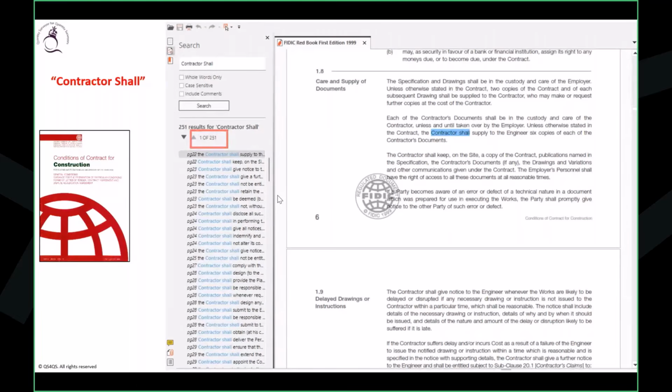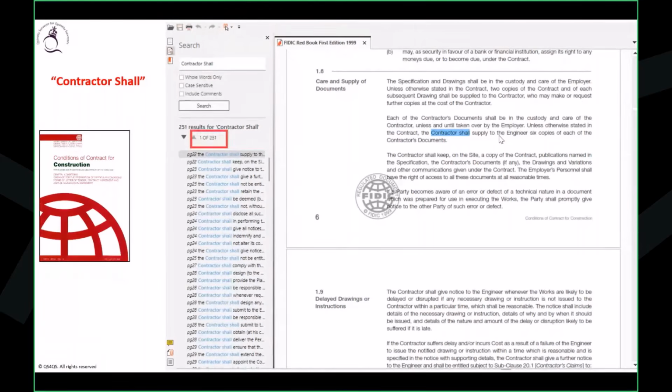So do this exercise. Wherever you find the subclause, let's say subclause number 1.8, "The Contractor shall supply the Engineer 6 copies of each Contract Document." It's mentioned here. So you have to do the small homework. How many times does "Contractor shall" appear? 251. Mark it. What is the subclause number? What does it say? If you do that, you will slowly understand what a contractor's obligation is.